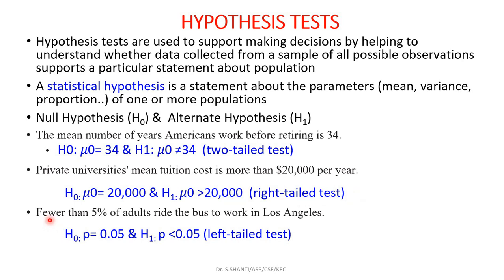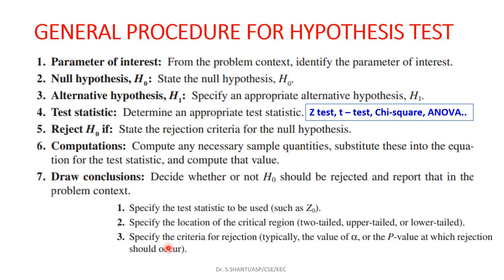Another statement is: fewer than 5% of adults ride the bus to work in Los Angeles. Here the parameter of interest is a proportion, and we use the symbol P to represent it. The null hypothesis is H0: P equal to 0.05. The alternate hypothesis uses the term fewer than, so we use the less than operator: P is less than 0.05. The test used is the left tail test.